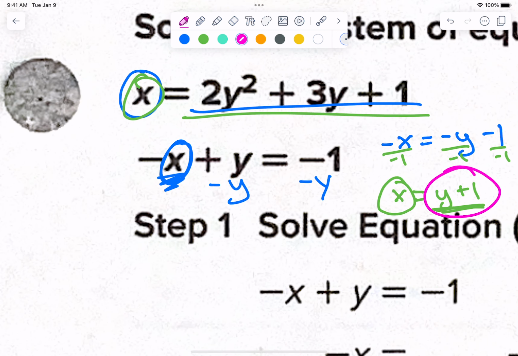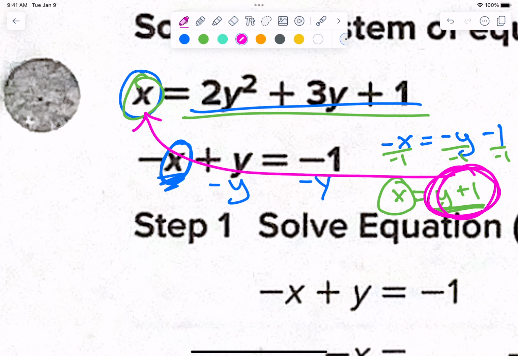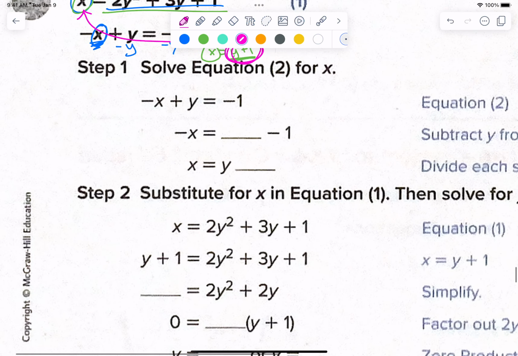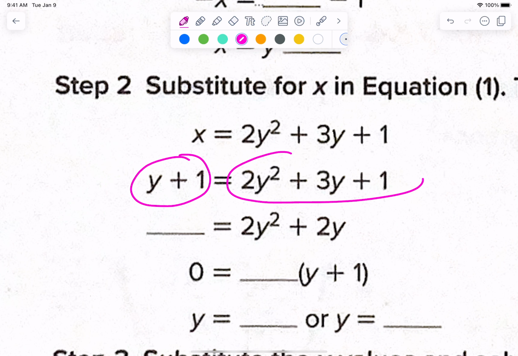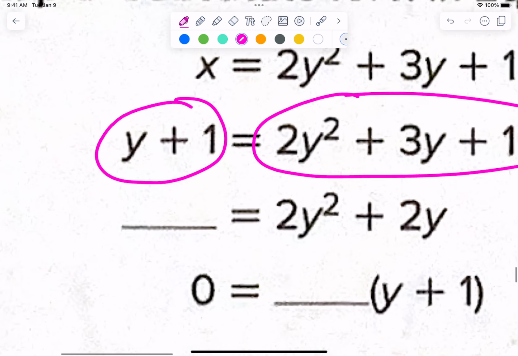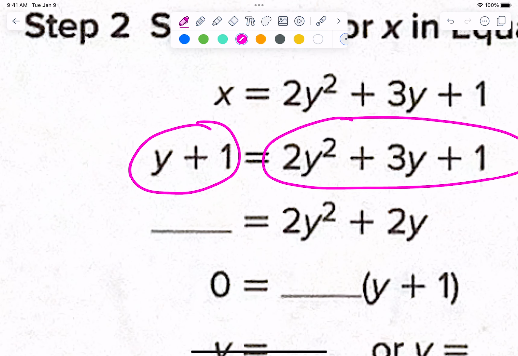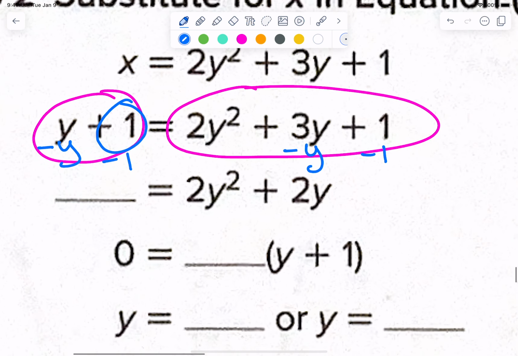Let's take this x, y plus 1, and plug it in there. It's kind of like setting the equations equal to each other. They've done that here, and we're now down to this step: y plus 1 is equal to that whole big mess right there. Now what did they do? They moved the y from here over to here. Which variable do you want to subtract from? The 2y, 3y minus y. Can I move this 1 over as well? Yes, I'm going to subtract 1.